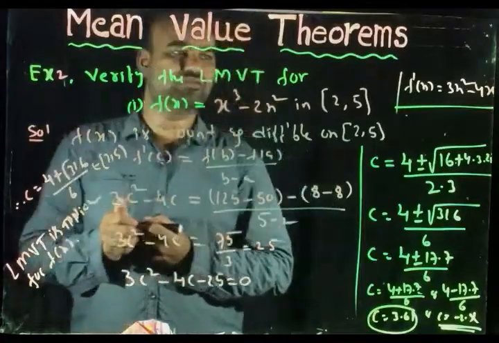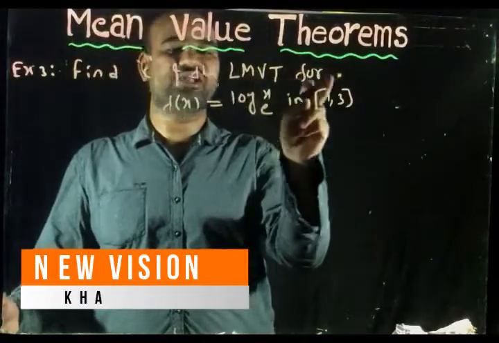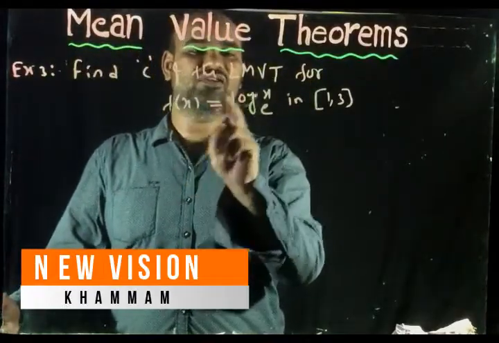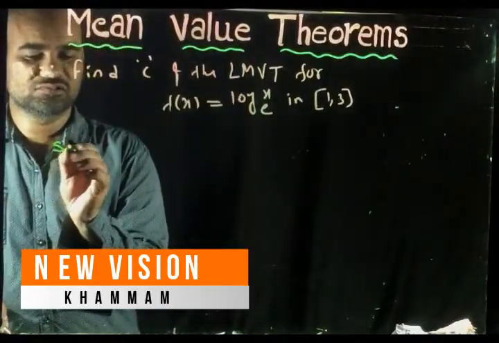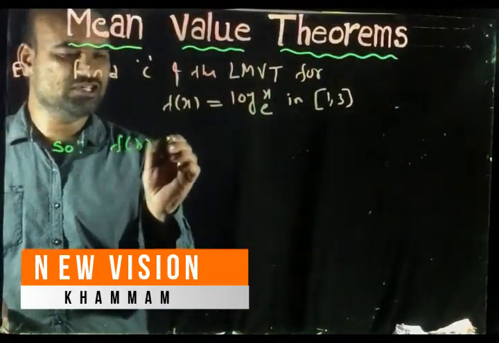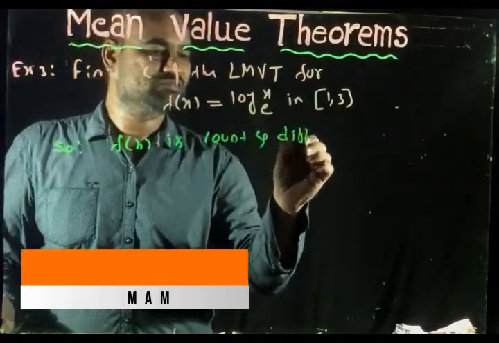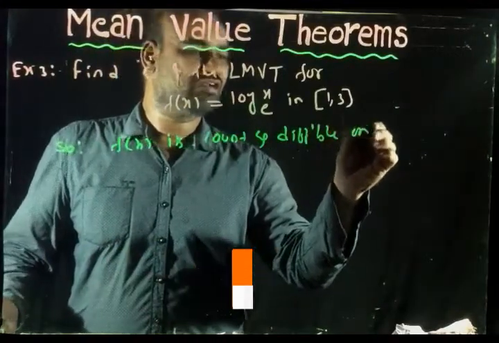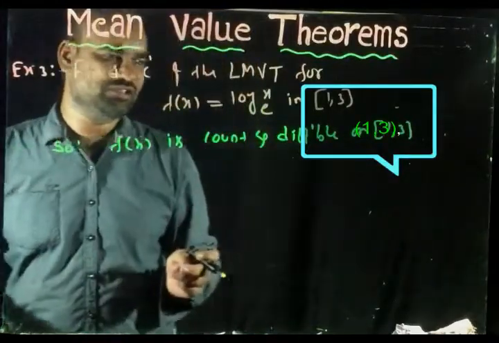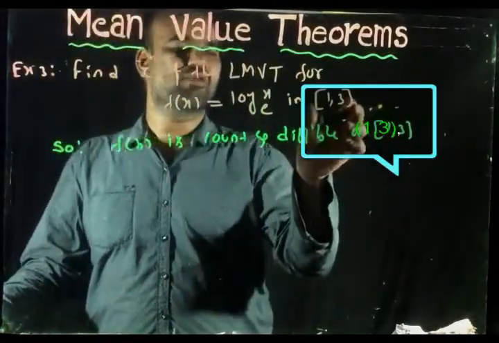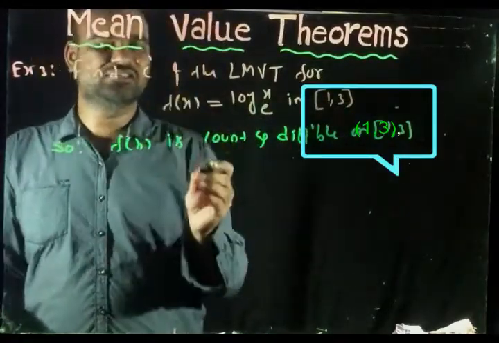This is example 2. See students, example 3: find c of the LMVT for the function f of x equal to log x in this interval. Solution. f of x is continuous and differentiable on 1 to 3 because it is a logarithmic function. You know a logarithmic function is continuous and differentiable in its domain. Automatically 1 comma 3 is part of the domain only. It is differentiable.